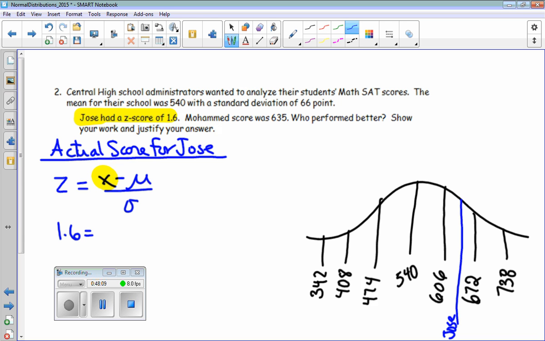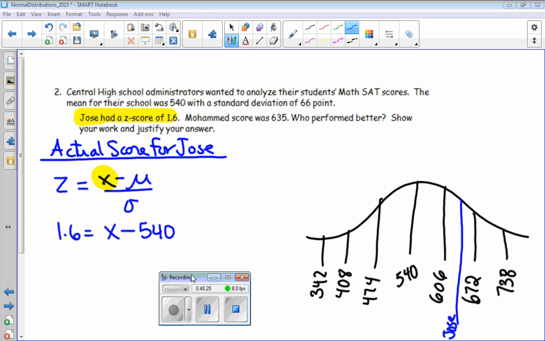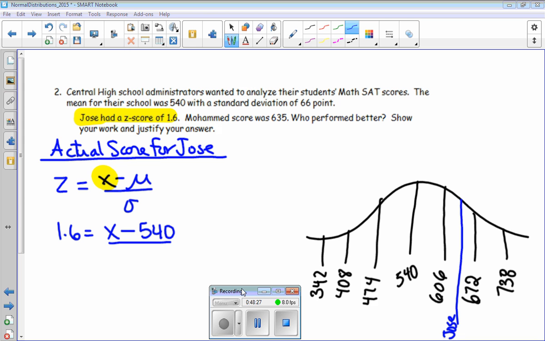Okay, where's Muhammad? Well, he's in that bracket too, isn't he? So Muhammad's in there too, so that doesn't really help us looking at that. But we'll continue to go on. So 1.6, we're trying to find x. The mean was 540, and the standard deviation was, no, I'm sorry, 66. How do I solve that for x?